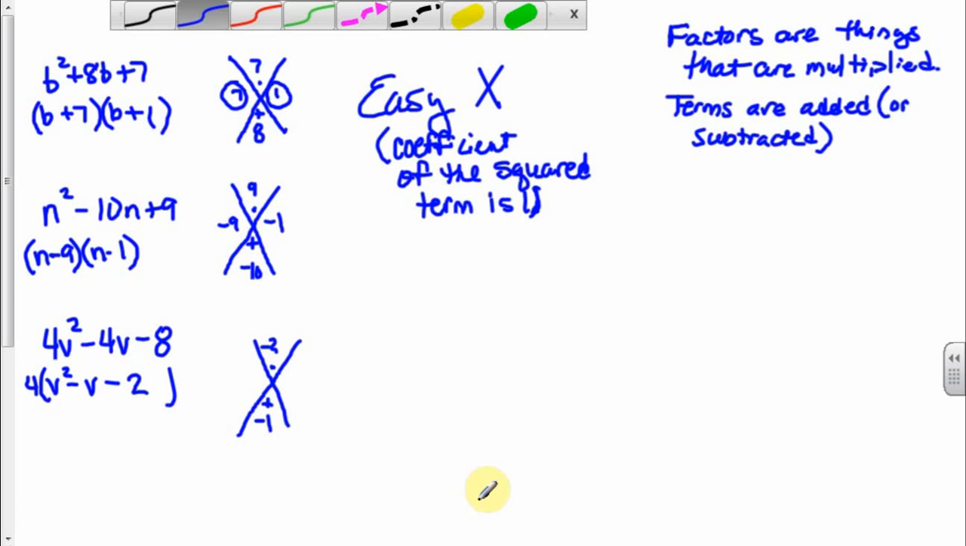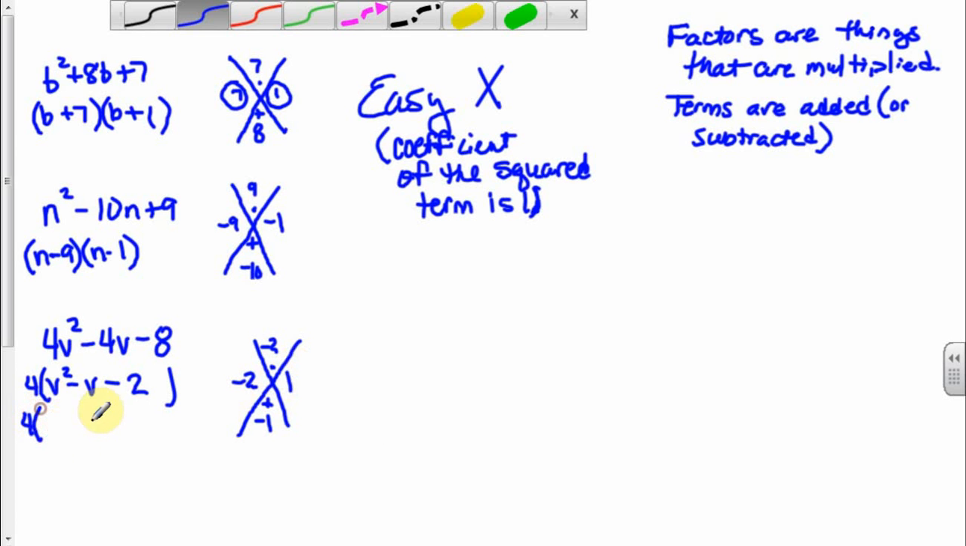Negative 2, positive 1, right? Because, let's add them and see. I know they multiply to be negative 2. Negative 2 plus 1 is negative 1. If you did it the other way, you would have got a positive 1, wouldn't you? So these are your 2 numbers that go into your factors.